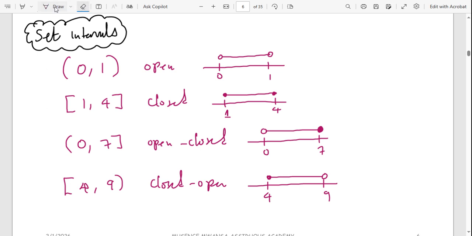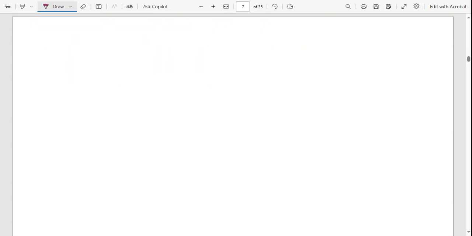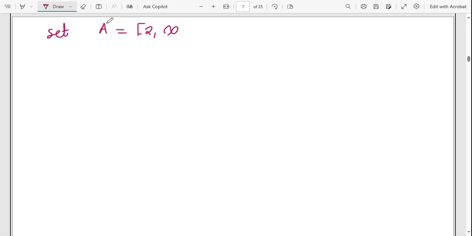Another thing is that every time you write infinity, infinity should always go with open intervals. Okay? Let's say we have got a set A, which is equal to say 2, comma infinity. You can't write infinity like that. That's wrong. So for infinity, you don't really know the number, so you just put it like that.